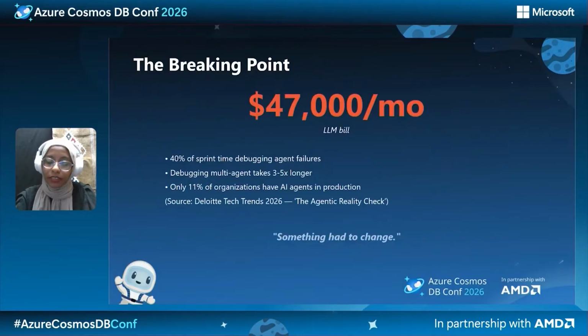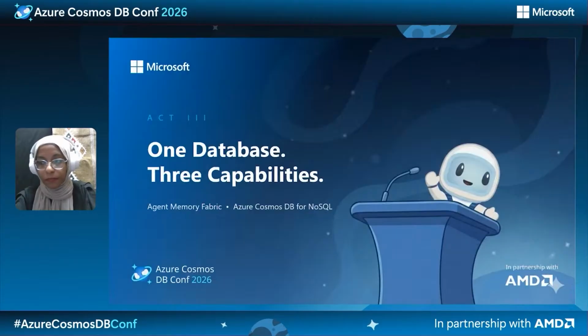So the breaking point is $47,000 a month, with 40% of the sprint time spent debugging agent failures. Multi-agent debugging takes 3 to 5 times longer than single-agent debugging. And only 11% of organizations have AI agents in production at all. We were in that 11%, but it didn't feel like success. Something had to change. And this is why we are here today.